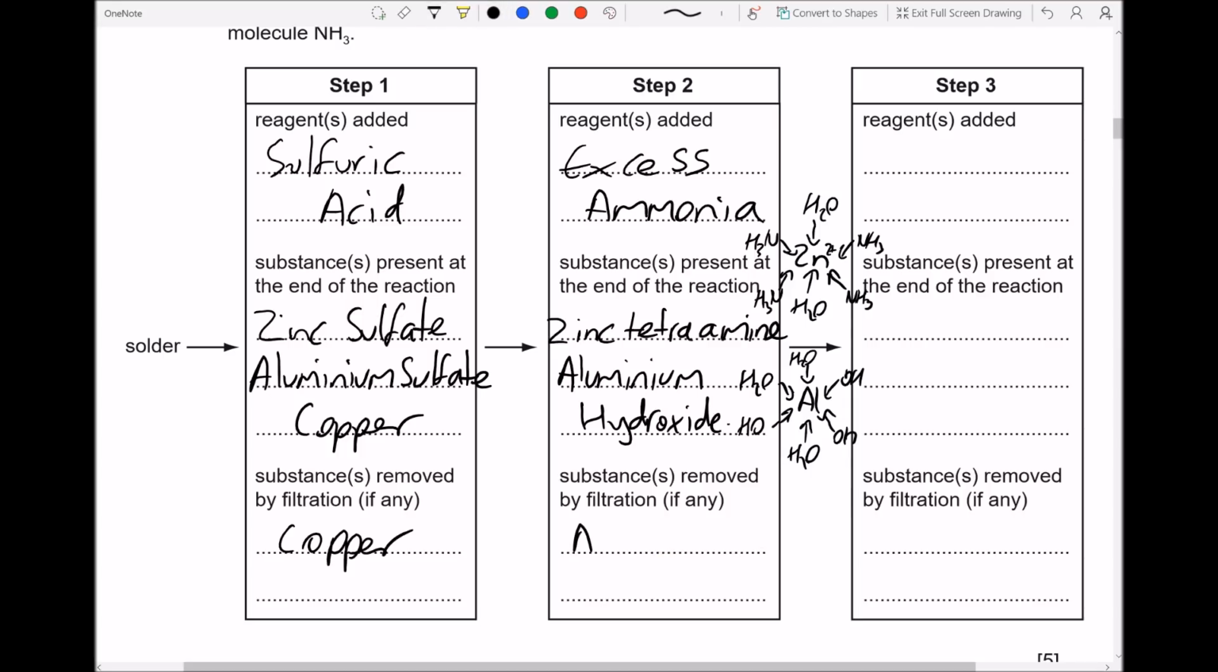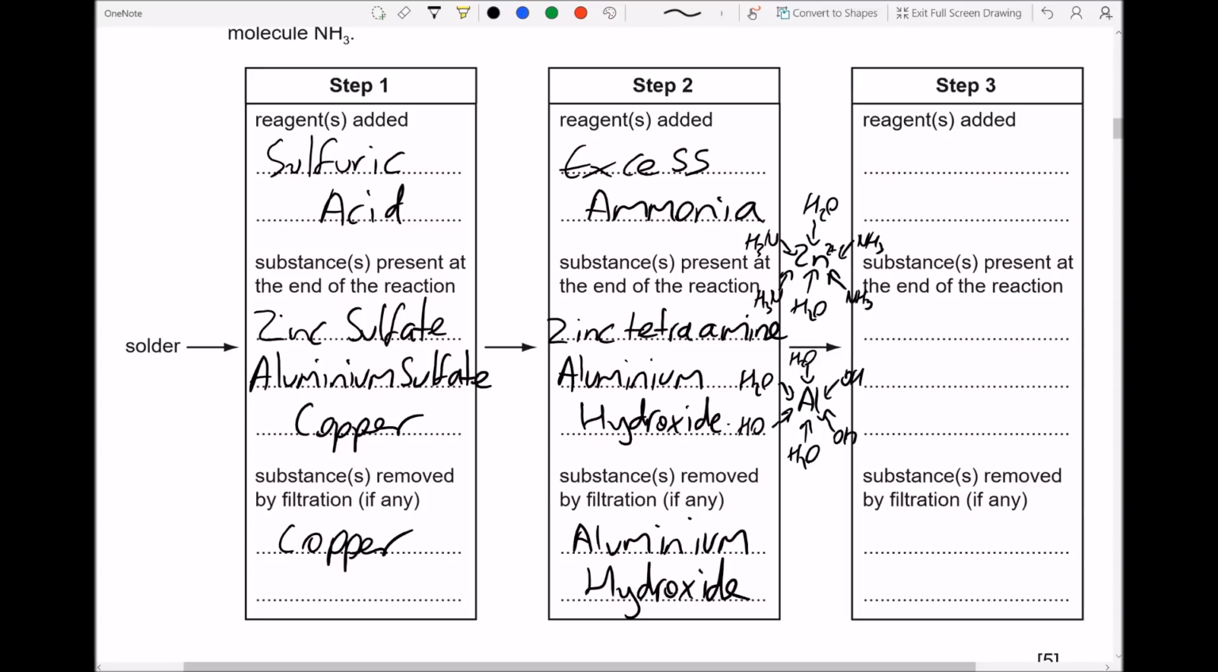So there you go. Okay, so there's our next substance there. So that's quite a tricky one. There's all this kind of ligand exchange and transition metal chemistry. Okay, and then on to step 3.